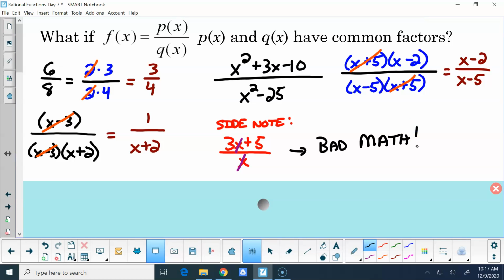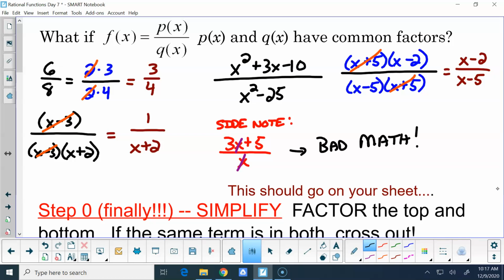Okay? Can't just whack off the x's because there's one on top and one on the bottom. Just like up here in this one, we couldn't just cross off the x squareds. Okay, we have to factor. The only way we can get common factors is by factoring. Okay? So let's go to our sheets, our extra sheets, our cheat sheet.